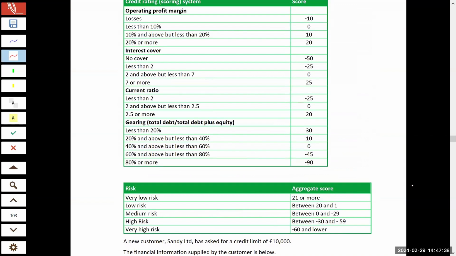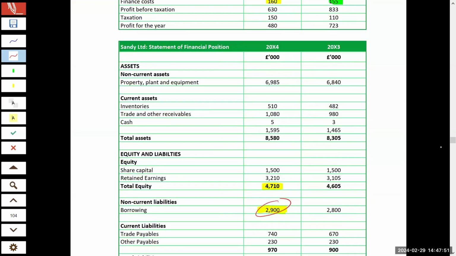by going to the gearing section, and I can see that, okay, what are we dealing with? Well, anything between 20 but less than 40 is given a score of 10. So let's put that in.